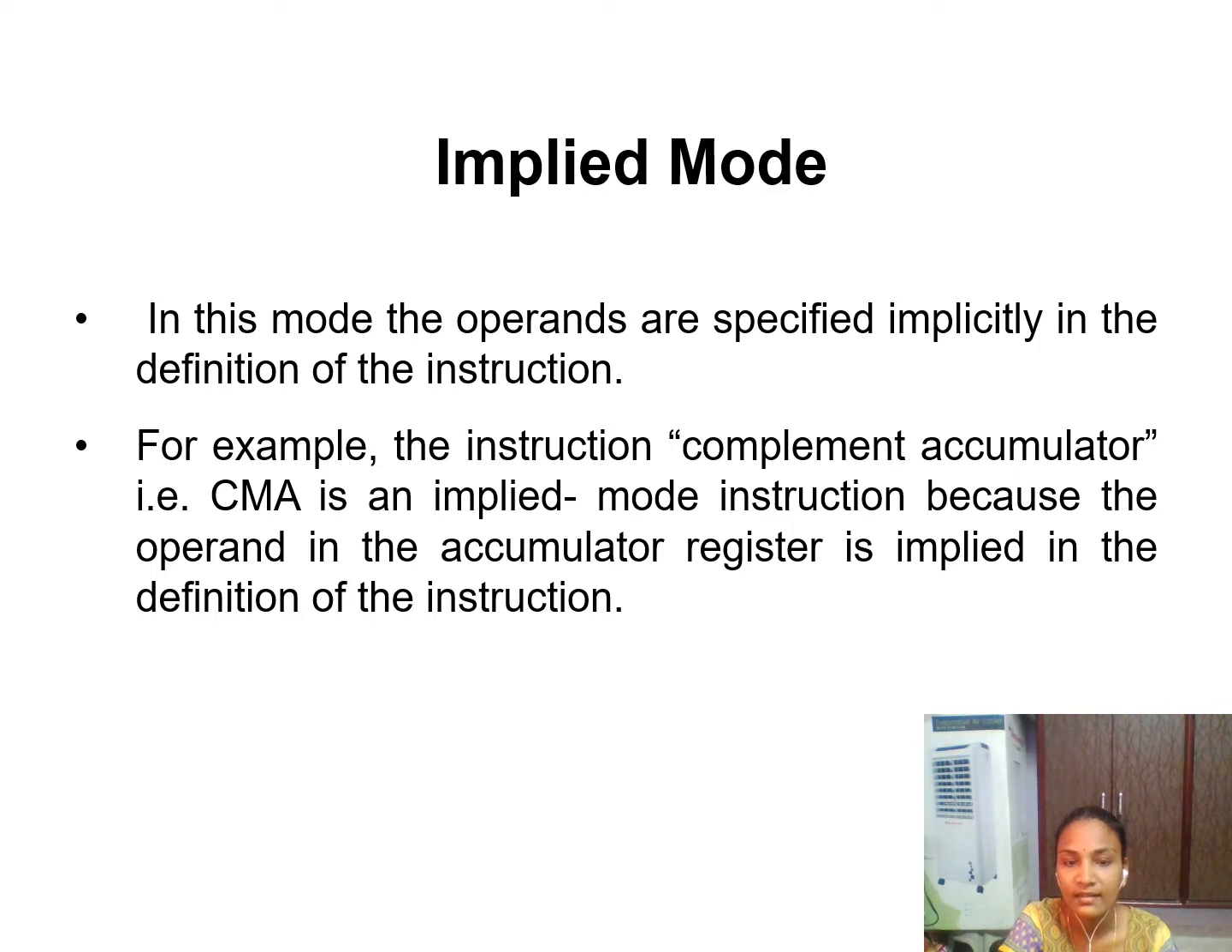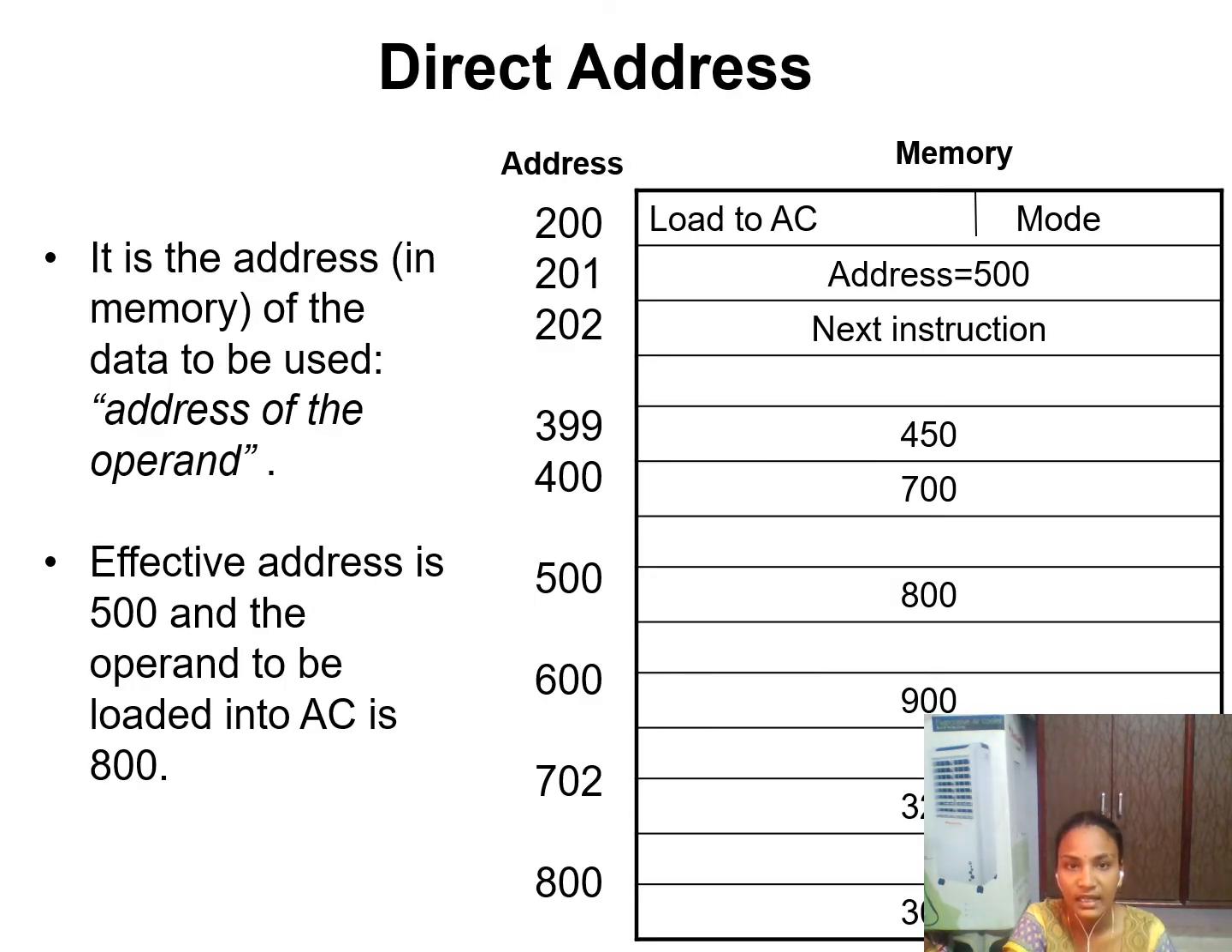Now, types of addressing modes. The first addressing mode is implied addressing mode. In this mode, the operands are specified implicitly in the definition of the instruction itself. It means the operand is not specified explicitly. For example, the instruction complement accumulator, that is CMA, is an implied mode instruction because the operand in the accumulator register is implied in the definition itself. There is no need of special specification.